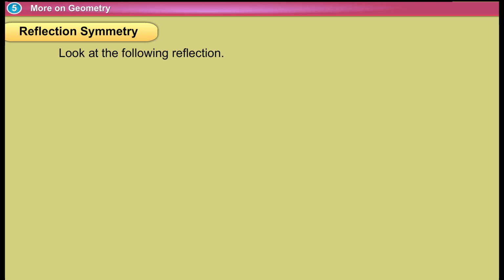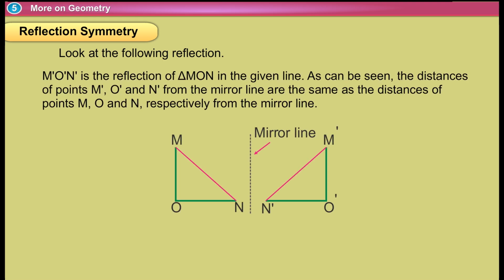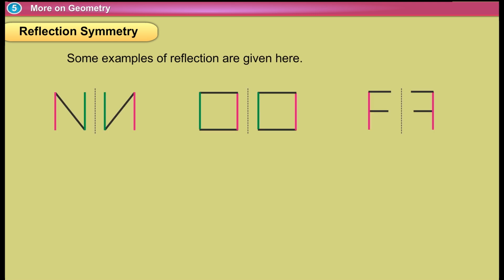Look at the following reflection. Delta M'O'N' is the reflection of delta MON in the given line. As can be seen, the distances of points M, O, and N from the mirror line are the same as the distances of points M', O', and N', respectively, from the mirror line. Some examples of reflection are given here.